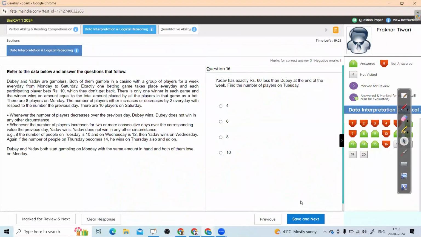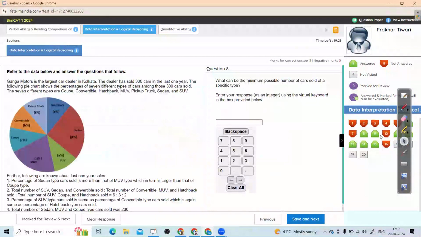And the rest of the set are good ones. So this is how you can spot some sets and you can easily do them. Okay, so thank you.